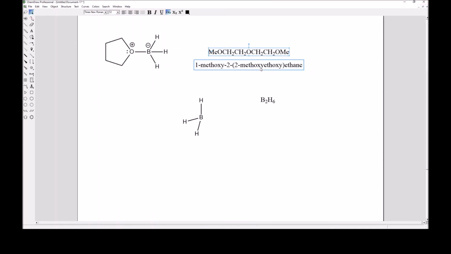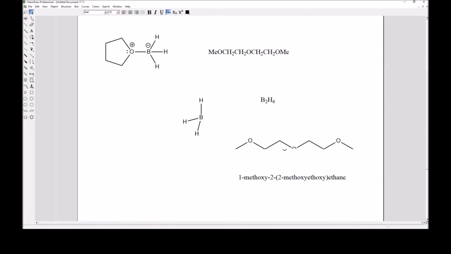This gives us a name. That name is different than the one I showed before because this is the systematic name. And this right here is the structure of diglyme. And notice it's just a polyether.